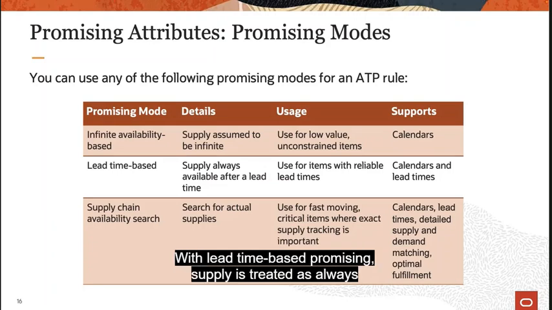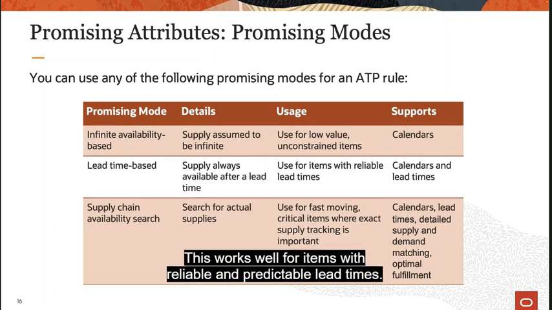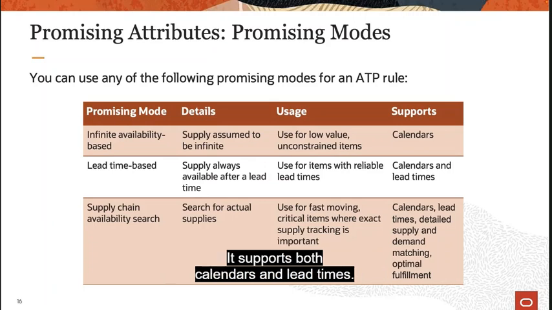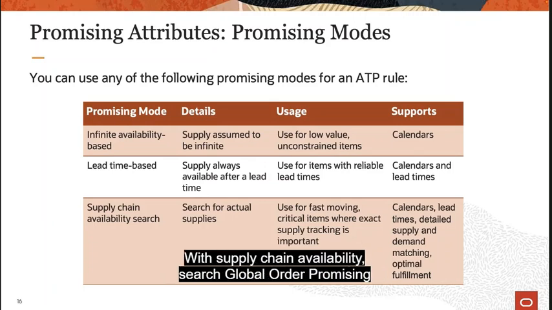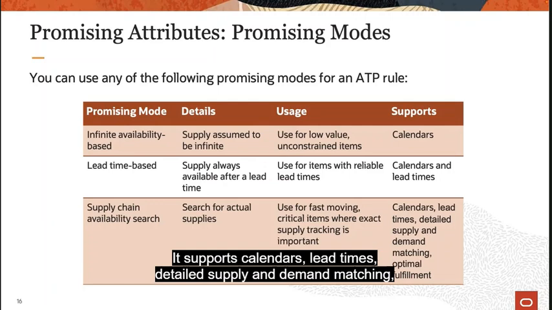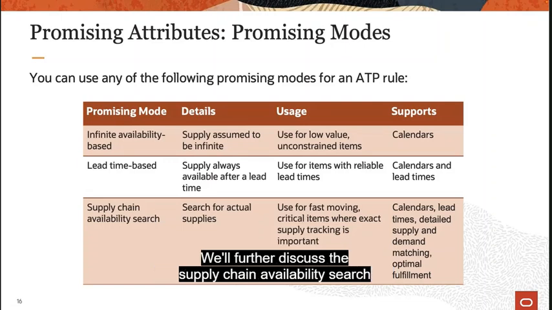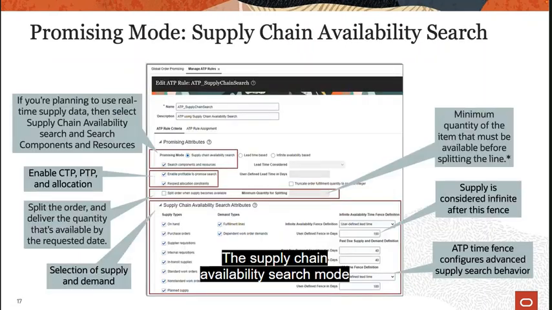With lead time-based promising, supply is treated as always available after the defined lead time. This works well for items with reliable and predictable lead times. It supports both calendars and lead times. With supply chain availability search, Global Order Promising searches for actual supplies and matches them to demand. This mode is best for fast-moving or critical items where accurate supply tracking matters. It supports calendars, lead times, detailed supply, and optimal fulfillment. We'll further discuss the supply chain availability search mode on the next slide.